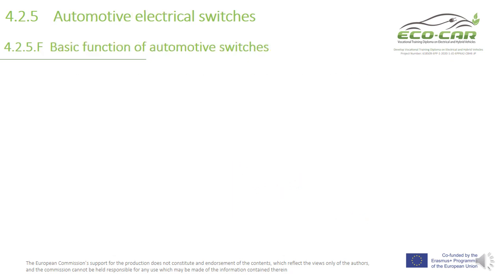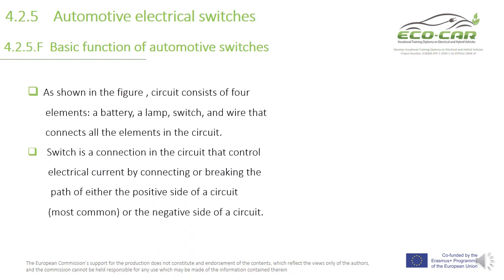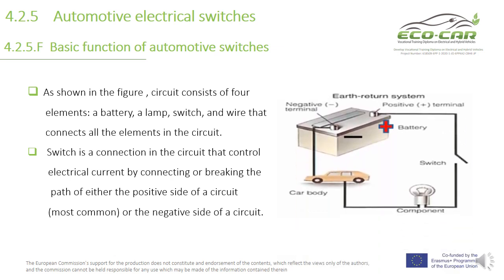Basic function of automotive switches, as shown in the figure: it's a circuit consisting of 4 elements. This is the circuit. The first element is a battery. This is the battery with positive and negative terminal.